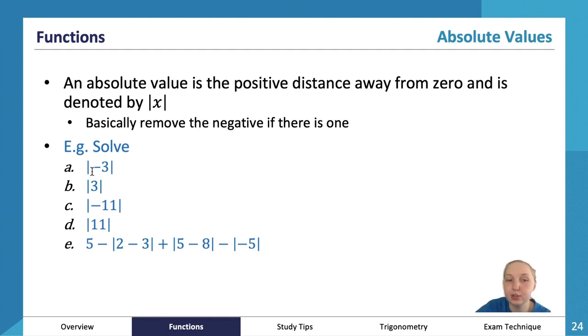So essentially, the absolute value of -3 is just 3, because essentially we're just removing the negative. The absolute value of 3 is just 3. Absolute value of -11 is 11. Absolute value of 11 is also 11.